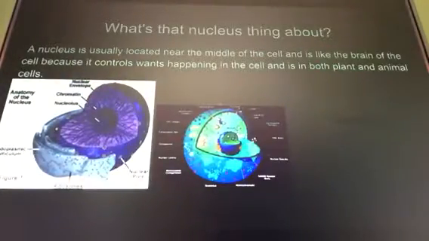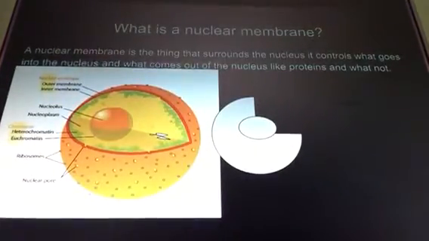What is the nucleus all about? A nucleus is usually located near the middle of the cell and is like the brain of the cell, because it controls what's happening in the cell and is in both plant and animal cells. Okay. Click.